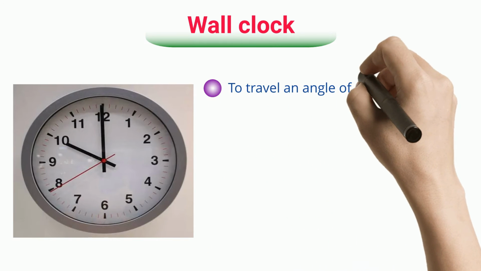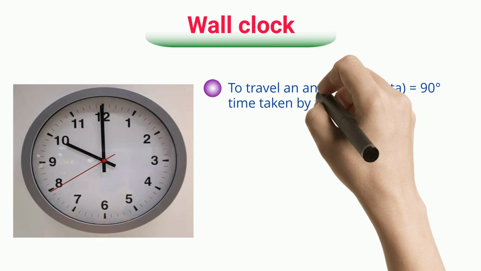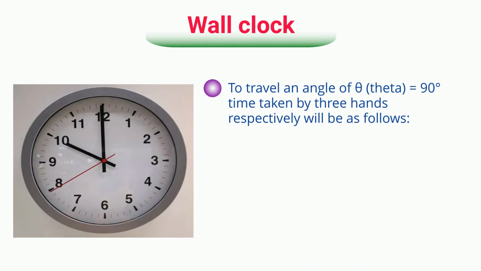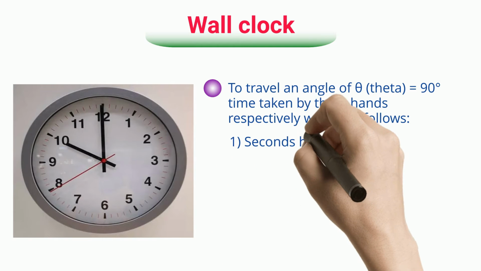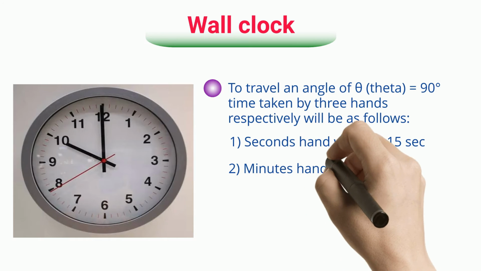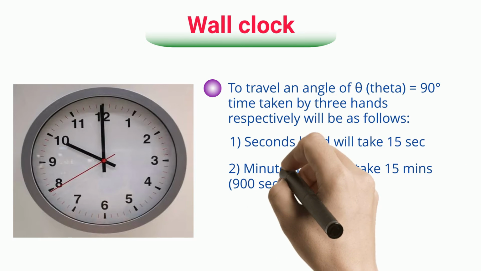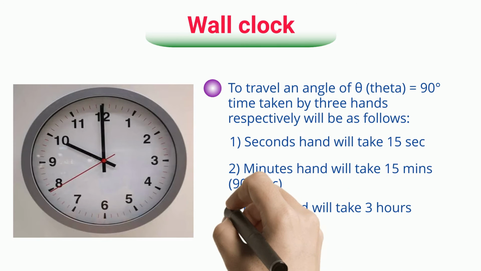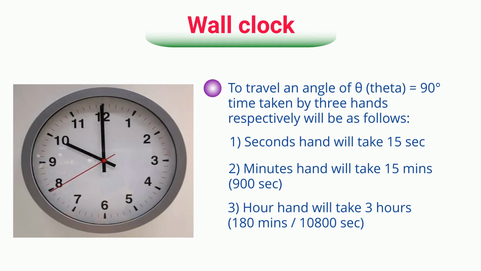To travel an angle of theta equals 90 degrees, the time taken by the three hands respectively will be as follows. One, the second hand will take 15 seconds. Two, the minute hand will take 15 minutes, 900 seconds. Three, the hour hand will take 3 hours, 180 minutes, 10,800 seconds.